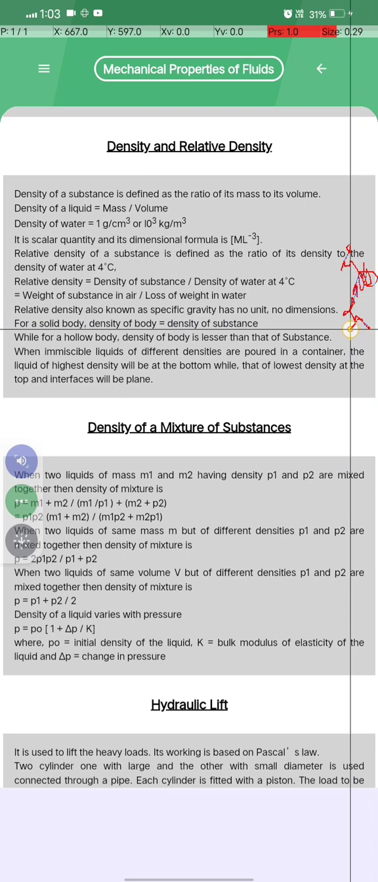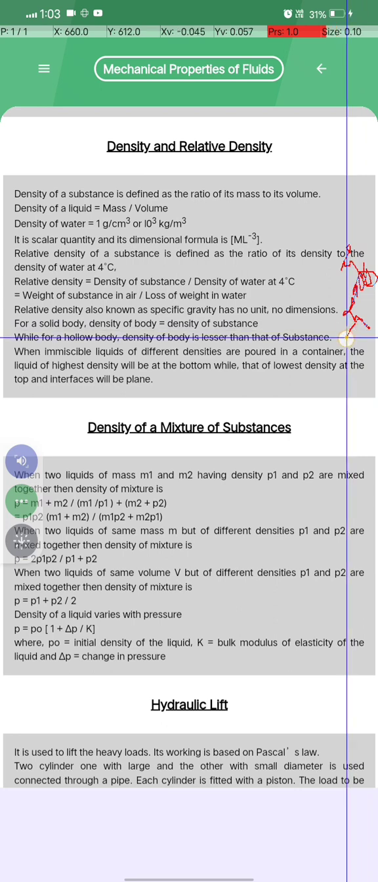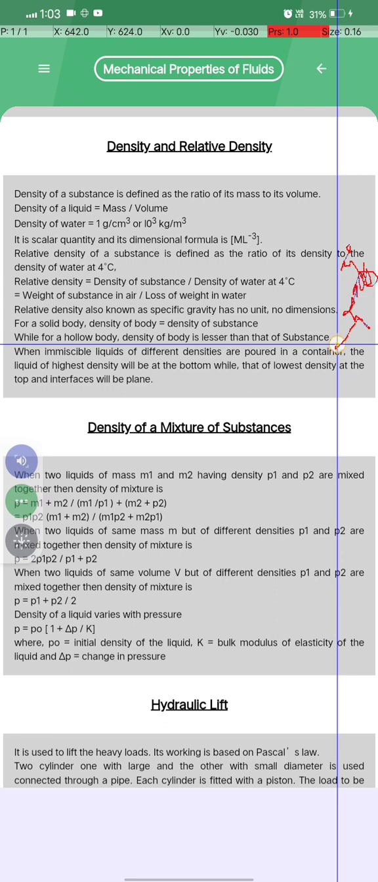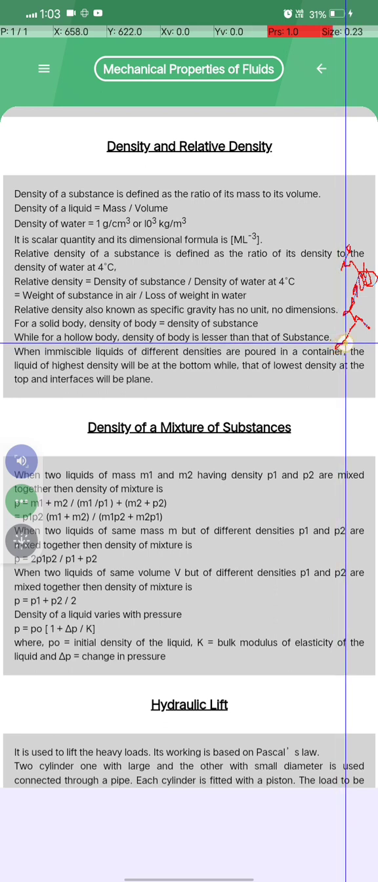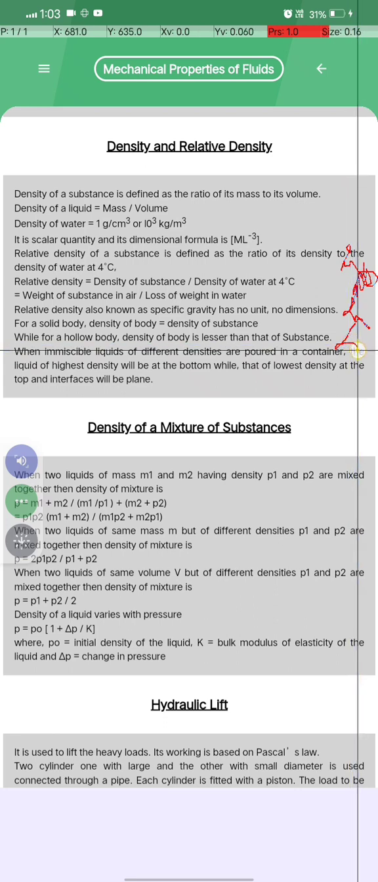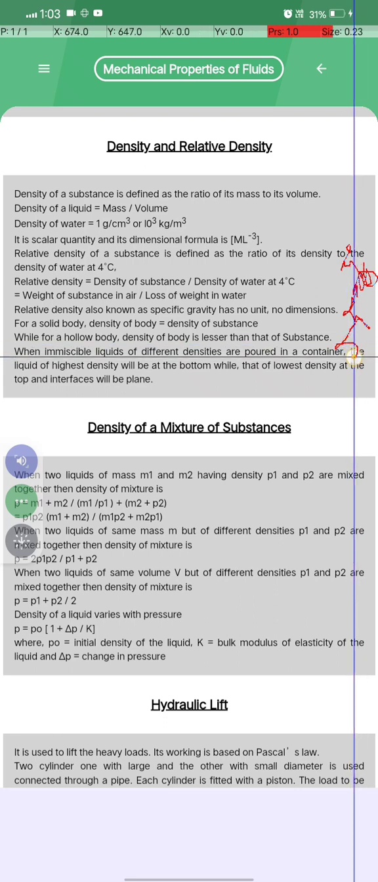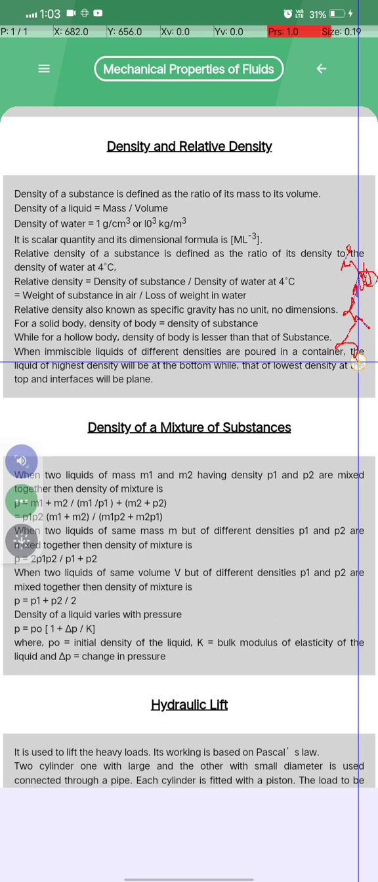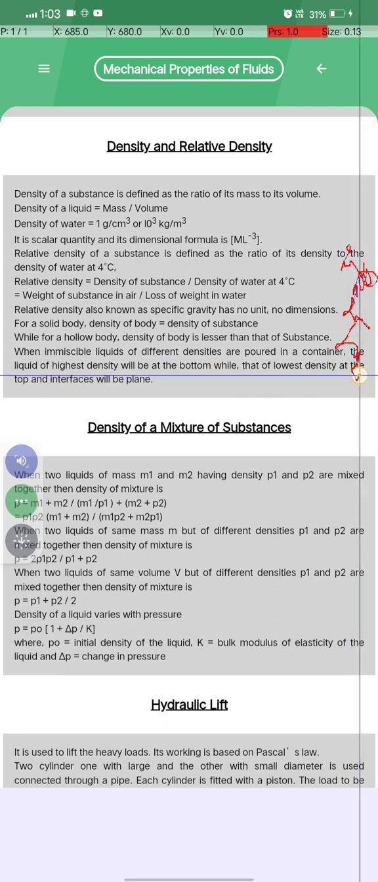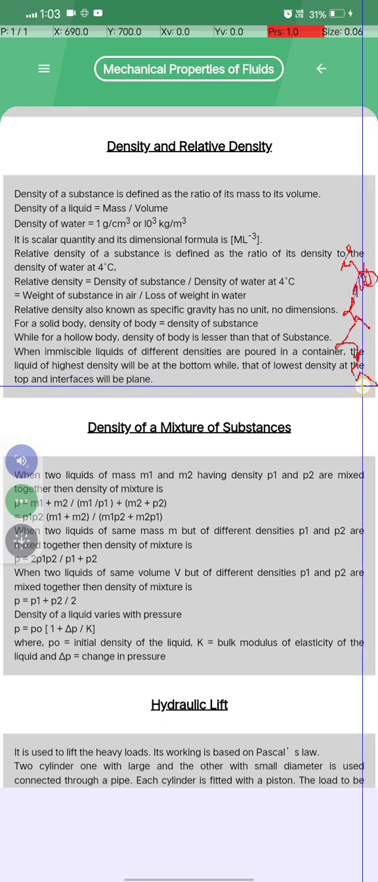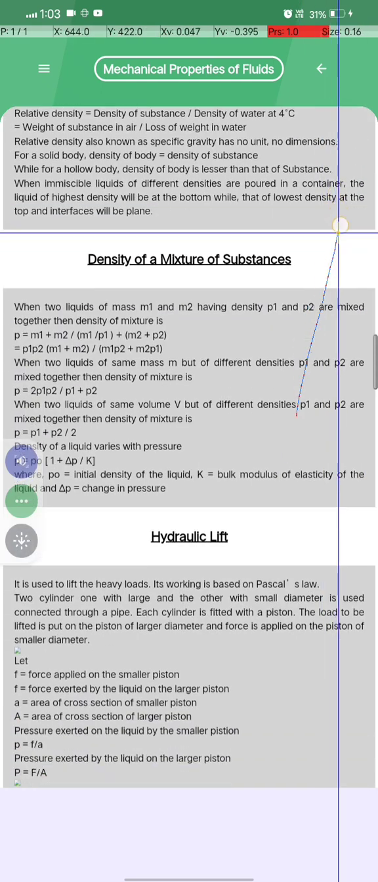For a solid body, density of body is equal to density of substance, while for a hollow body, density of body is lesser than that of the substance. When immiscible liquids of different densities are poured in a container, liquid of highest density will be at the bottom, while that of the lowest density at the top, and the interface will be plane.